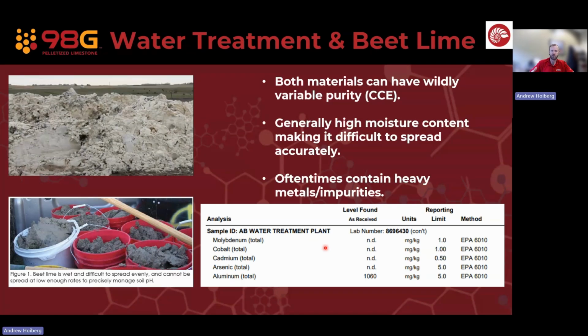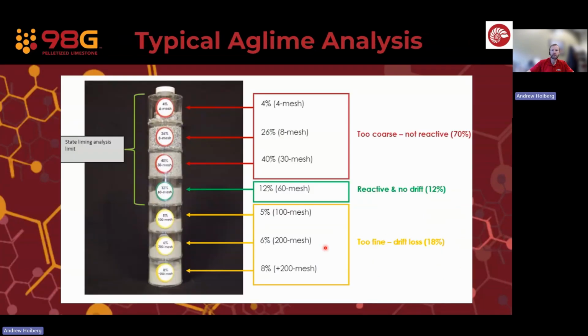So again, they're usually free for a reason because the plants want to get rid of them. Or very low cost, not always free, but low cost. So you're paying to ship a lot of water, and you're also paying for things that we don't really want to put out onto the field, like aluminum. So just be cautious with those types of materials.